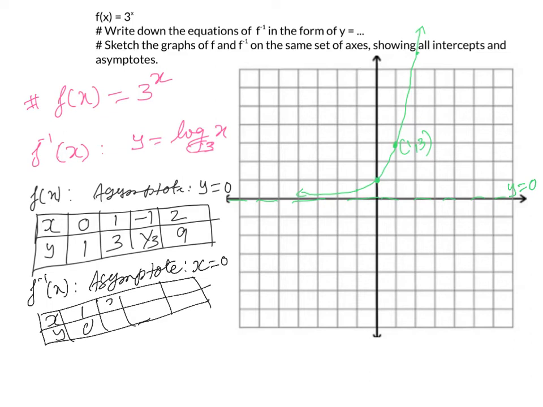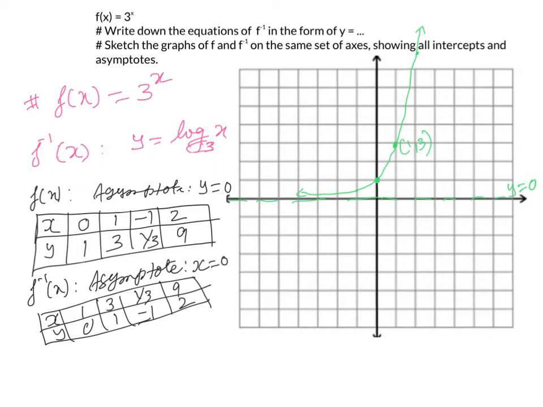1, 3 will become 3, 1. Negative 1, 1 over 3 becomes 1 over 3, negative 1. 2, 9 becomes 9, 2. So here you must note that I have swapped the values. I swapped the values of 0 and 1, so it becomes 1, 0. 1, 3 will become 3, 1. Negative 1, 1 over 3 becomes 1 over 3, negative 1. 2, 9 will become 9, 2. So that's how, now I have to plot them.